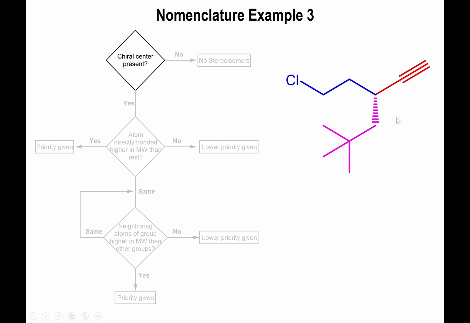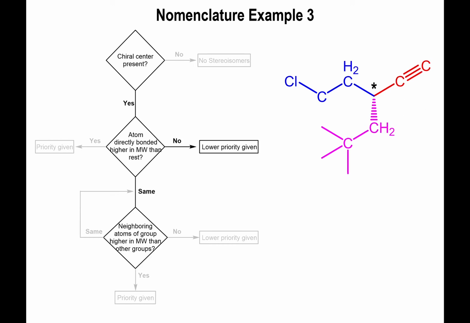So what we need to do now is determine the priorities, and we do it the same way we did before. First, we start by saying, okay, on the chiral carbon, there is a hydrogen bound to it, but then you have 3 other carbons bound to it. What we can say for sure is that the hydrogen is going to be the lowest priority overall. Now it comes down to figuring out what's happening with the carbons.